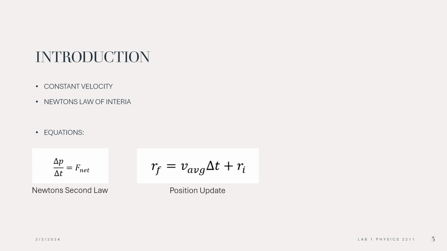Quick introduction. We've got two big things at play: constant velocity. And what does constant velocity mean? It means that we're utilizing Newton's law of inertia. We'll get into both of those things later. Talk about two equations real quick: Newton's second law and the position update formula. We'll get into those in just a moment.